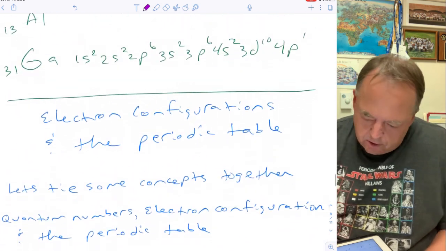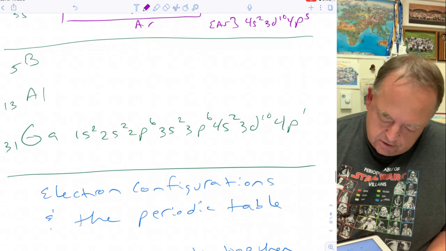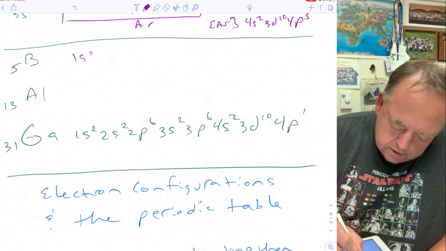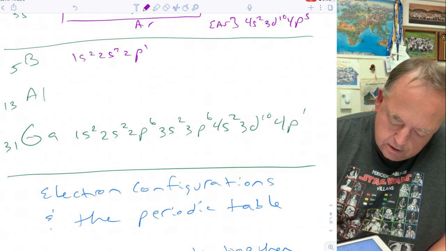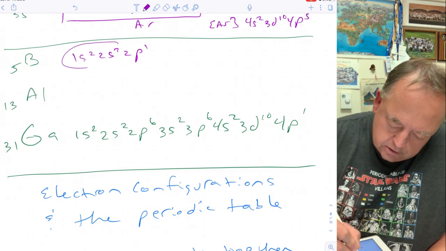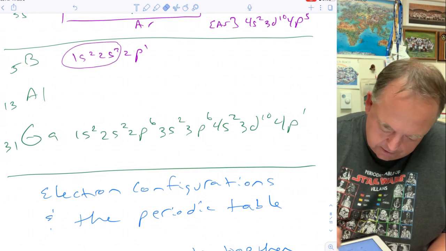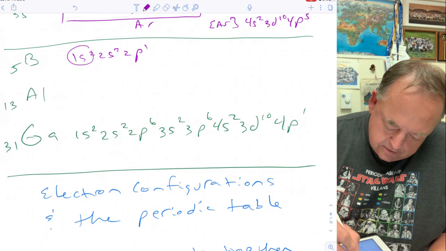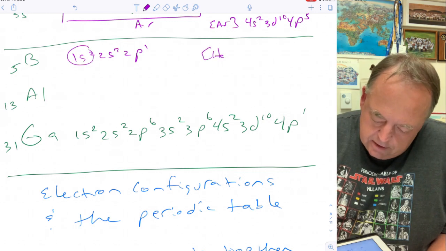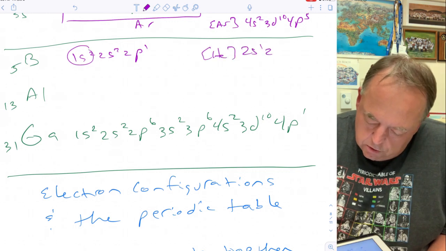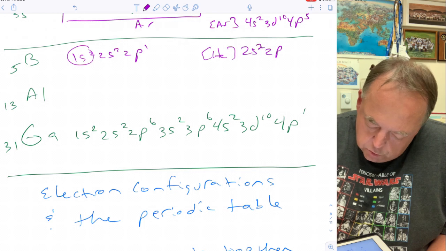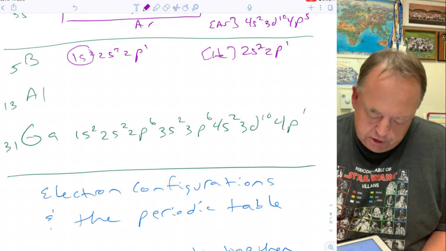Okay, this is longer than I thought it would be. If we did the same thing for boron, 1s2, 2s2, 2p1. So the shorthand notation, no, that is not right. This would be helium, so you could write helium, 2s2, 2p1 would be the shorthand notation.